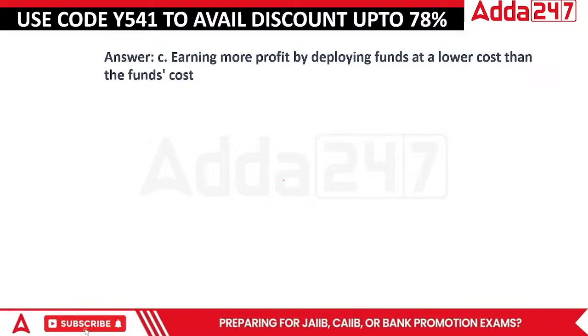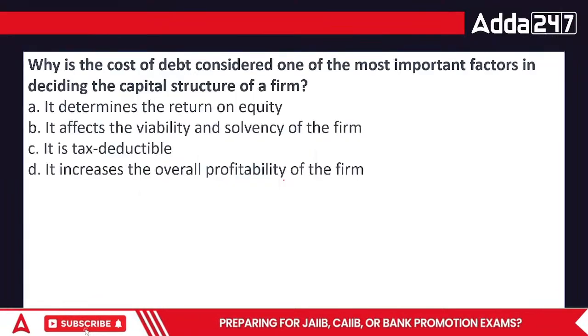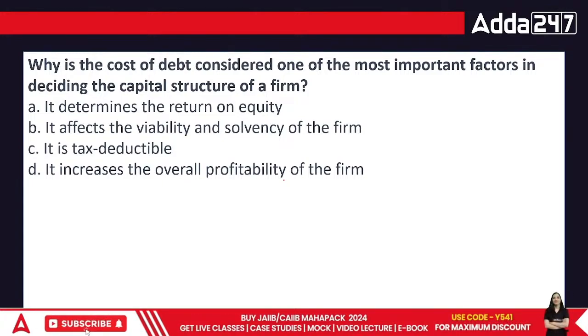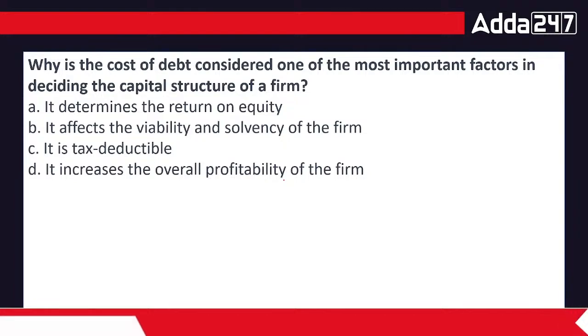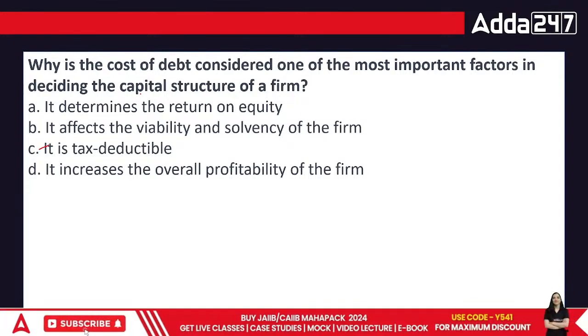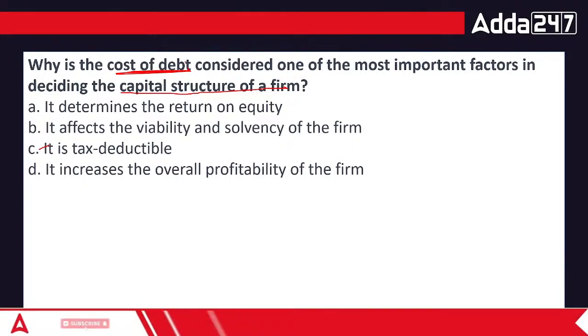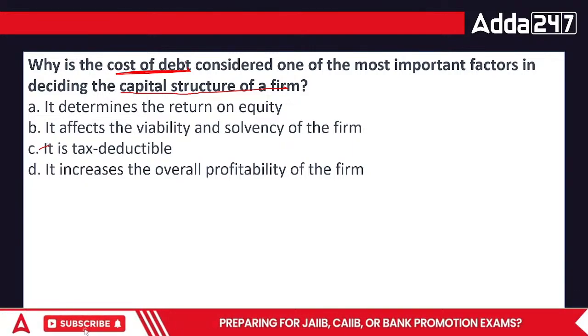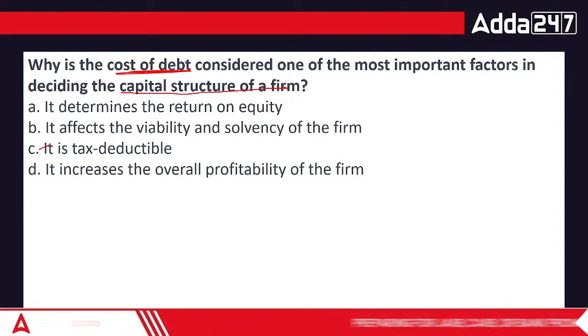Now let's look at the next question. The next question says, why is the cost of debt considered one of the most important factors in deciding the capital structure of a company? Debt is basically the loan that you are taking. So technically you will look at your interest and principal and your ability to pay back.